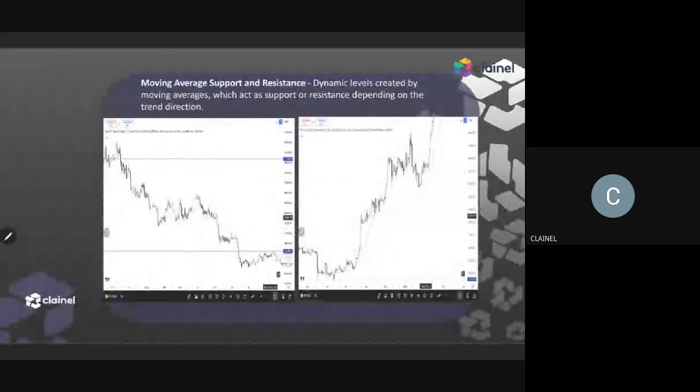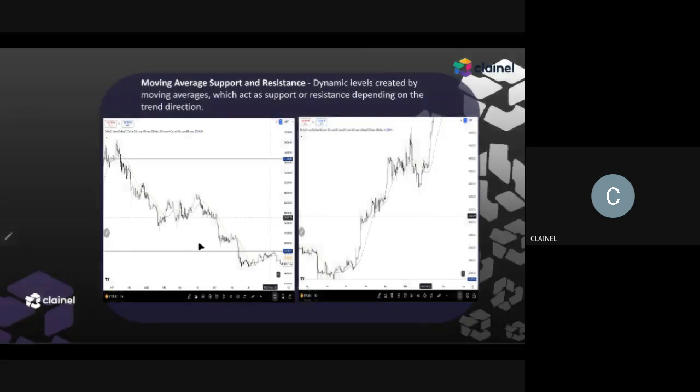Moving on to our indicators. There are times where we see our indicators, like I showed you previously, the relative strength index, having key levels, the support and resistance, demand and supply levels. The supply level was above 70 and the demand level was below 30. So now moving averages: these are dynamic levels created by moving averages, which act as support or resistance depending on the trend direction.